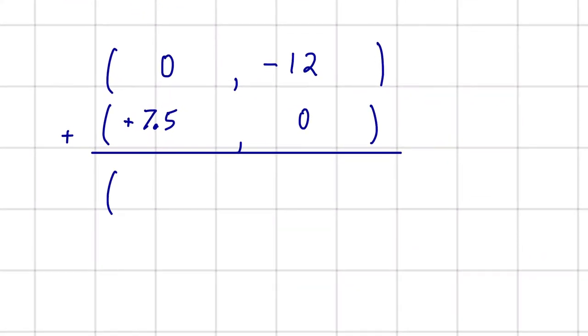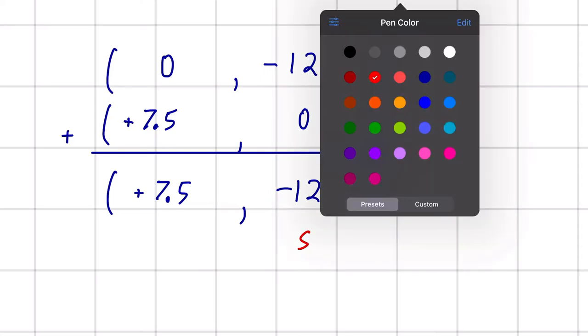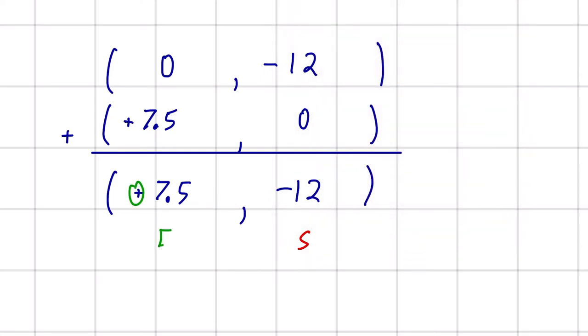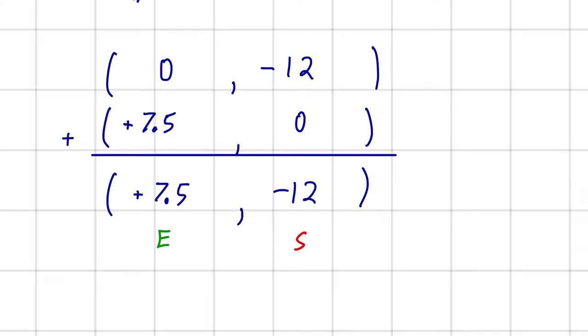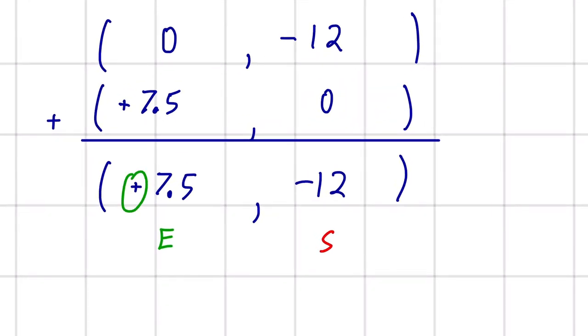So now all we have to do is add these values. 7.5 plus 0 is 7.5, positive. And negative 12 plus 0 is negative 12. And remember, this tells us that we're south, and our plus tells us that we're east. If this were negative, we'd know that we're going west. And if this were positive, we'd know we're going north. But negative means south, and positive means east.